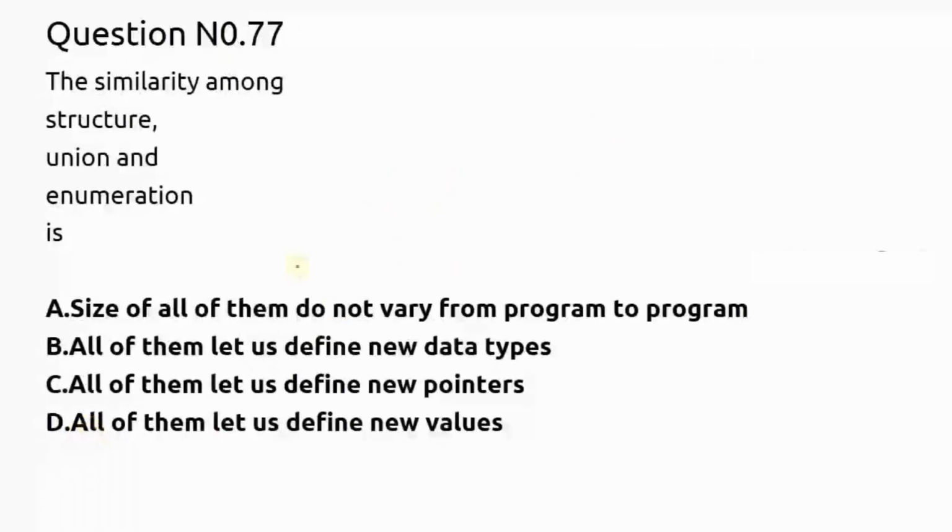Question number 77. The similarity among structure, union and enumeration. Some theory part. Size of all of them do not vary from program to program. Of course this is the wrong one, definitely it varies. All of them let us define new data types. I think these are all derived data types, we call them new data types. We'll see the next options also. All of them let us define new pointers? No, always the same pointers only. All of them let us define new values? Not exactly. So the answer B is a correct one.